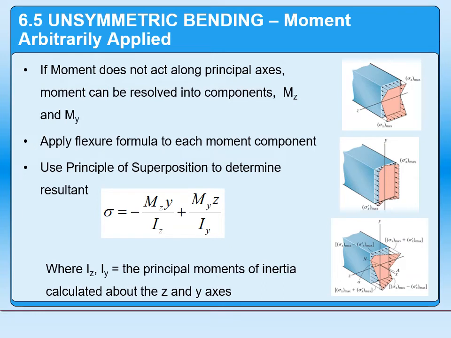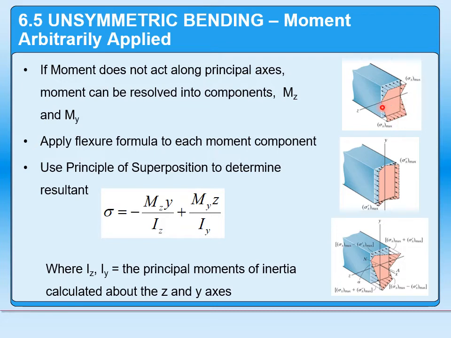Now, what happens if our unsymmetric bending is caused by an arbitrary applied moment? So instead of having the moment applied aligned with the z-axis or the y-axis, it's just aligned with some random direction in the plane. Well, it turns out we can again use the concept of superposition in that instead of trying to solve the stress distribution caused by the moment, let's instead divide the moment into two components. One, a moment about the z-axis, and second, a moment about the y-axis, and then apply the flexure formula to each of these separately.